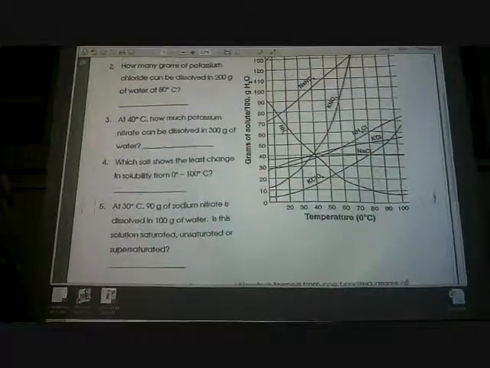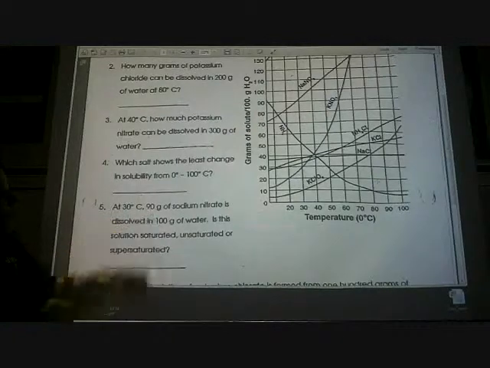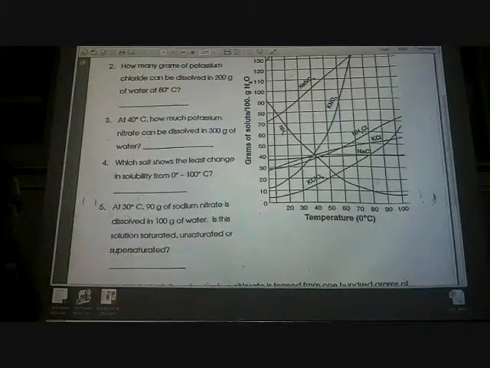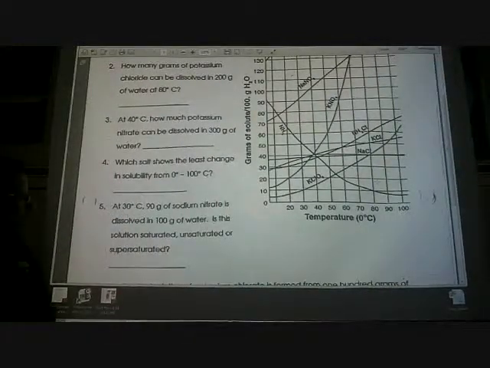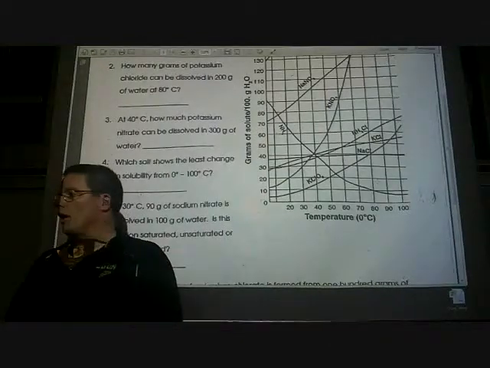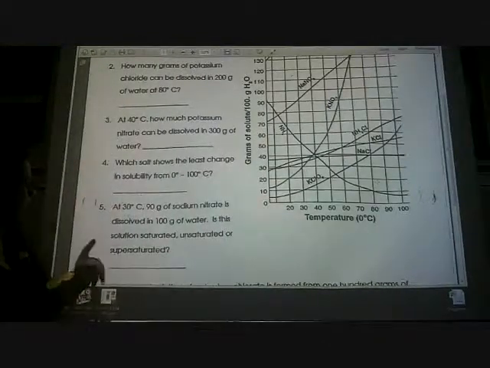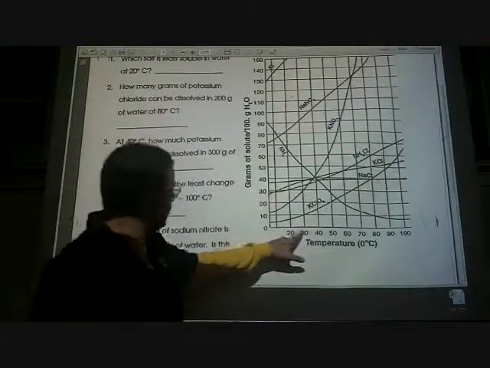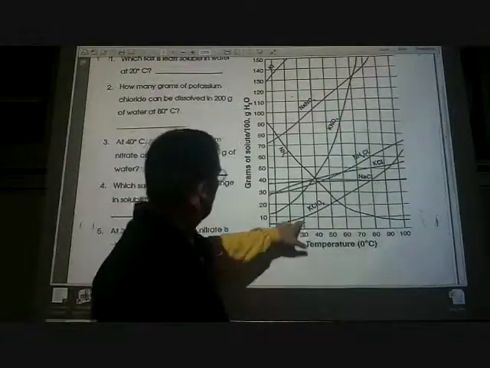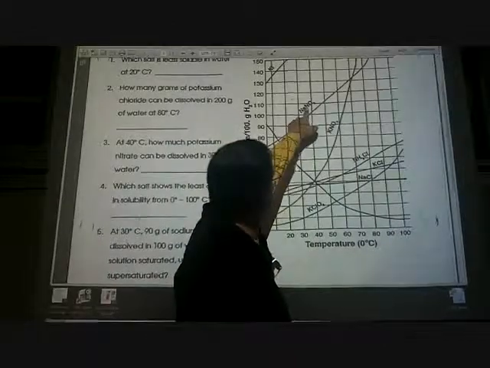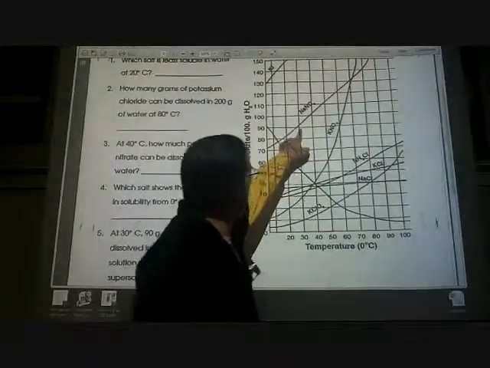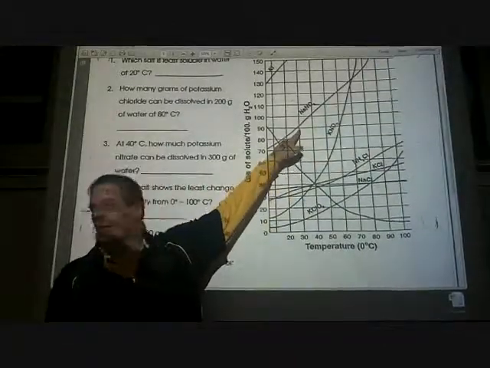Number 5, at 30 degrees, 90 grams of sodium nitrate is dissolved in 100 grams of water. Is this solution saturated, unsaturated, or supersaturated? Well, let's do this first. Let's go to 30 degrees and 90 grams of sodium nitrate. So here's sodium nitrate right here, the curve, and 90 grams is just below the curve.